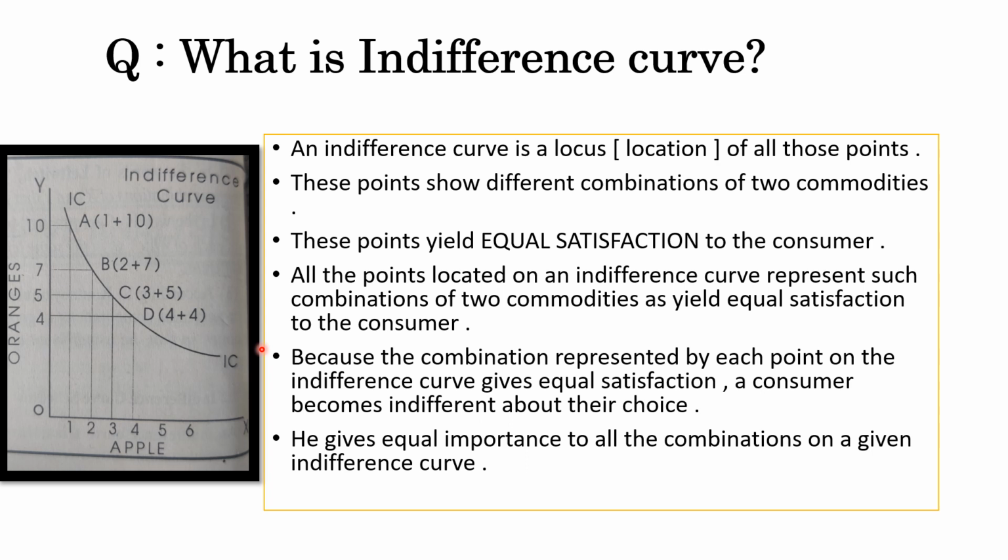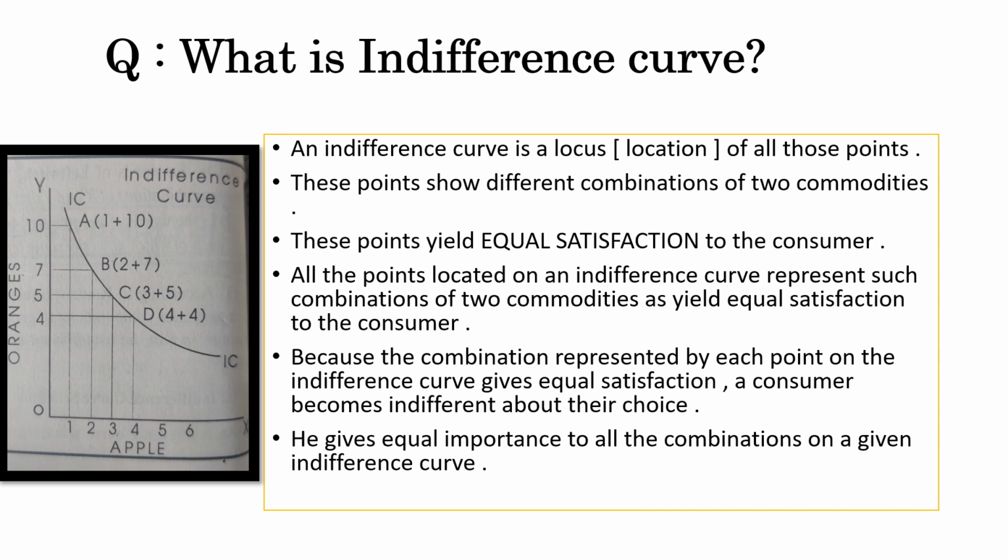One indifference curve will give you the same satisfaction. You can choose any single point on this curve. So, equal satisfaction to the consumer. All the points located on an indifference curve represent such combinations of two commodities as yield equal satisfaction to the consumer. Now listen very carefully.